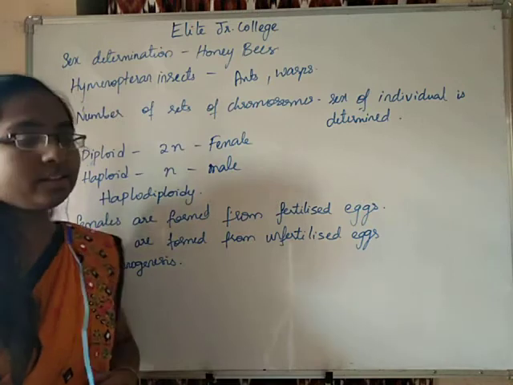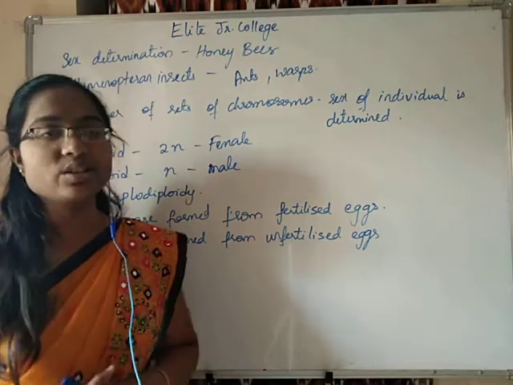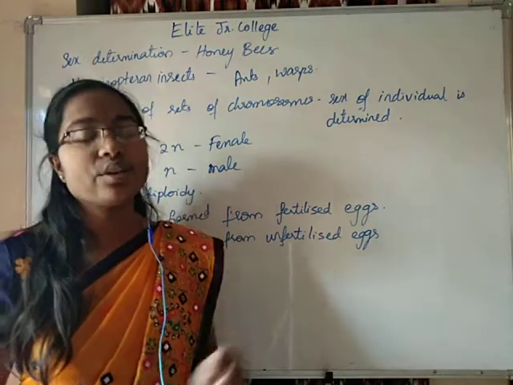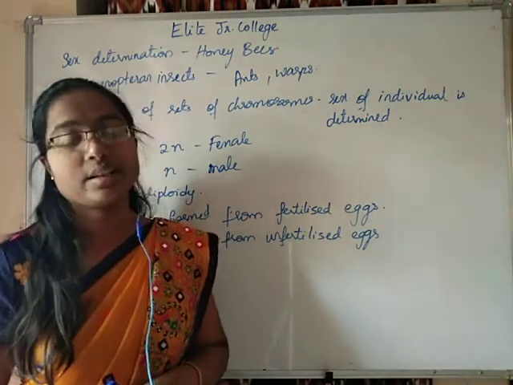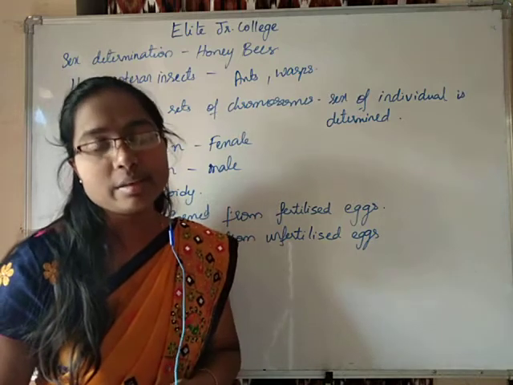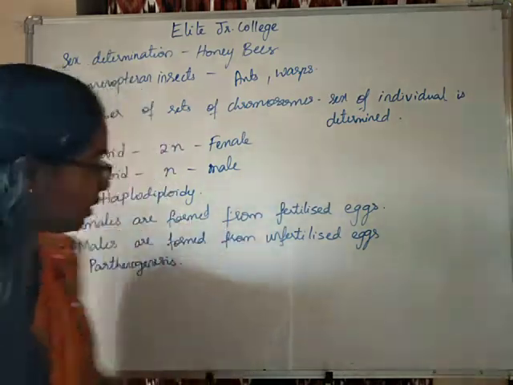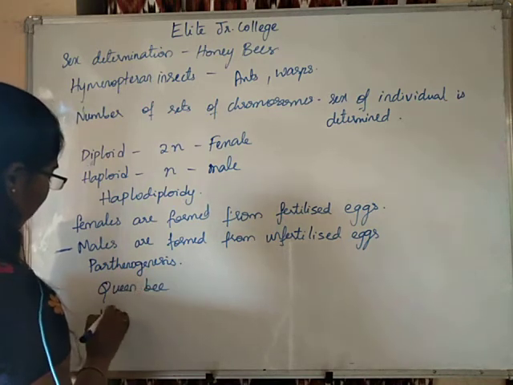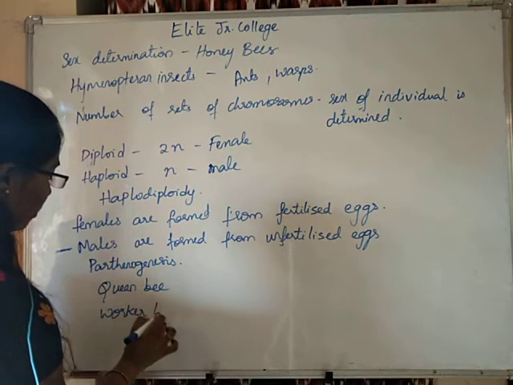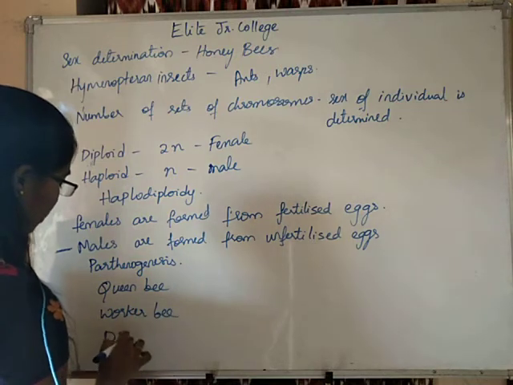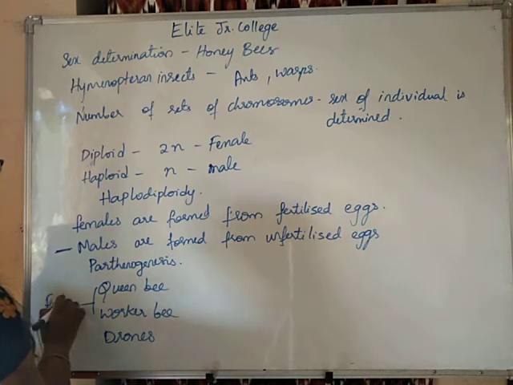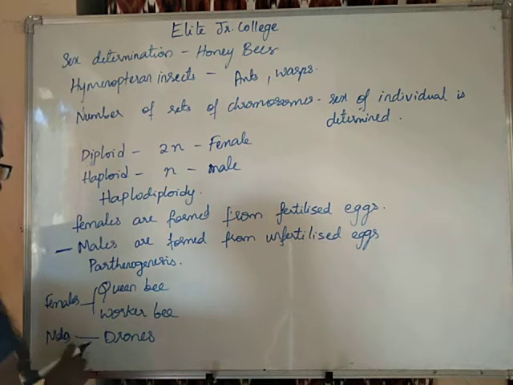So students, in case of honeybees we are learning, there are three different types of individuals. They are called queen bee, worker bee and drones. The queen bee and worker bee, both of them are females, whereas the drones are males.